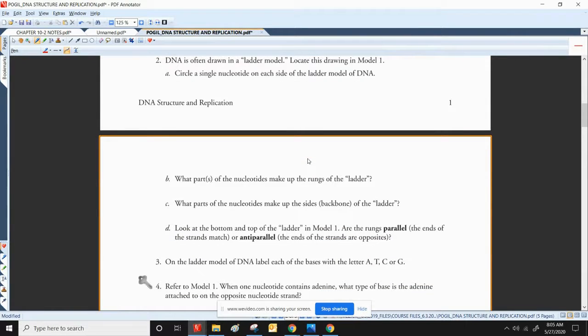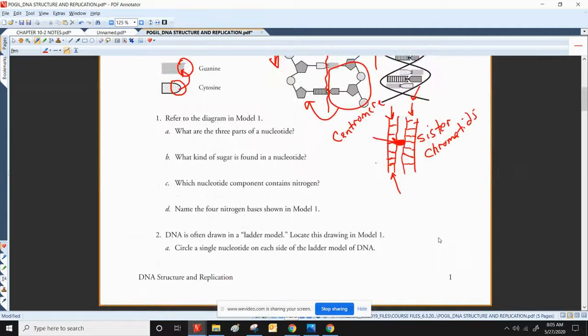And some of the things that I just mentioned to you, parallel, anti-parallel: are they both going in the same direction, or are they going in opposite directions when DNA forms? Think about what I just did here and how I formed this ladder going this way and this ladder going down in this way. And we're meeting in the middle.